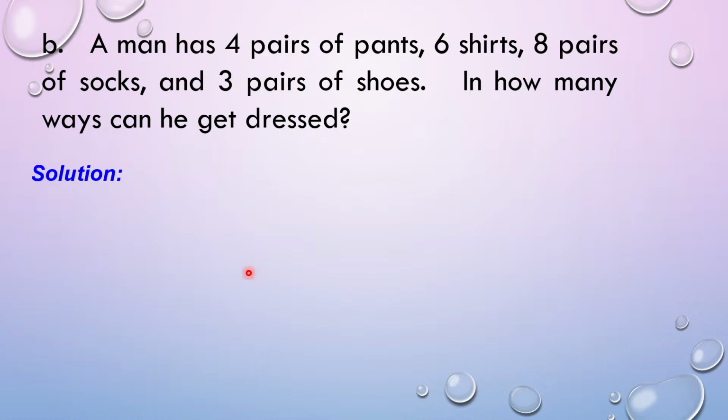Let's see another example. A man has 4 pairs of pants, 6 shirts, 8 pairs of socks, and 3 pairs of shoes. In how many ways can he get dressed? So again we are going to use the multiplication rule. Since he has 4 pants, so 4 times 6 shirts times 8 pairs of socks and 3 pairs of shoes. So altogether, he has 576 ways to dress up.